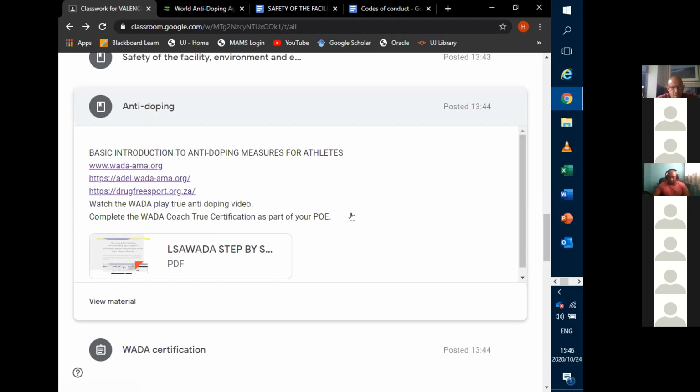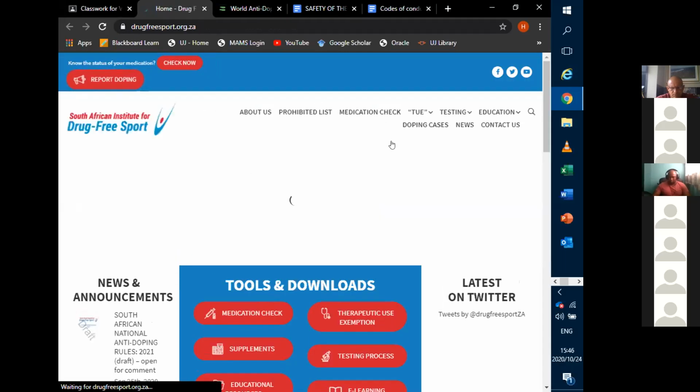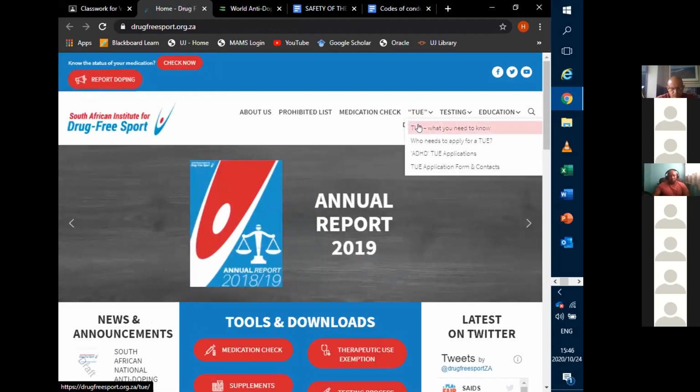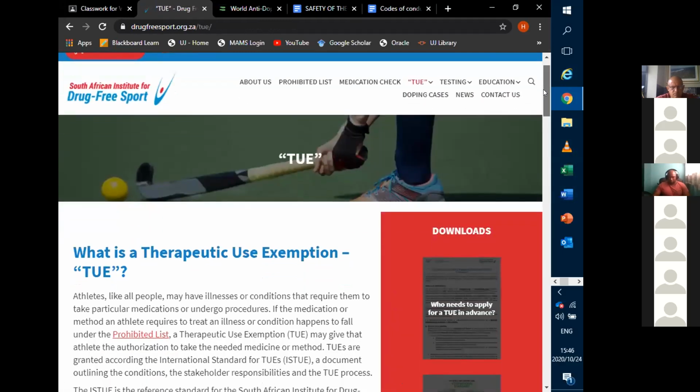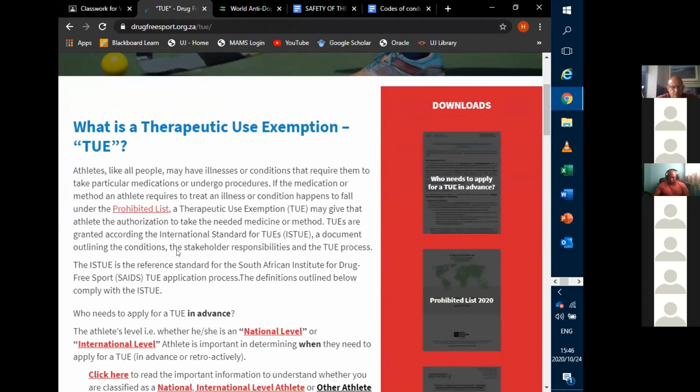Now, the whole thing around the TUE. I'm just going to go back in here quickly. Your TUE is your therapeutic usage exemption. Basically what this does is it exempts an athlete if they are on any medication that falls in that red or that orange zone, or in the blue or the purple zone, depending on the sport and so on.